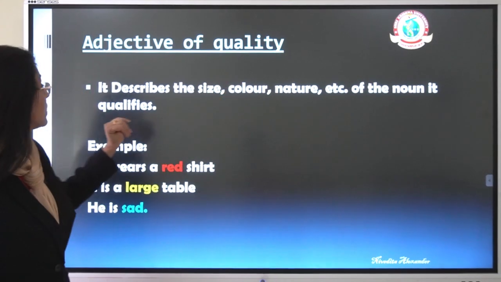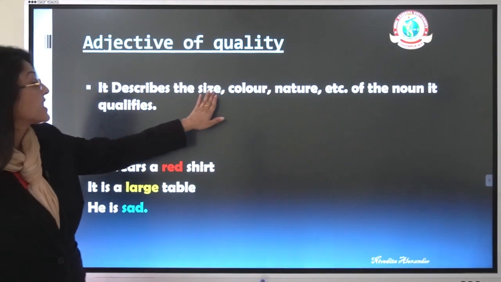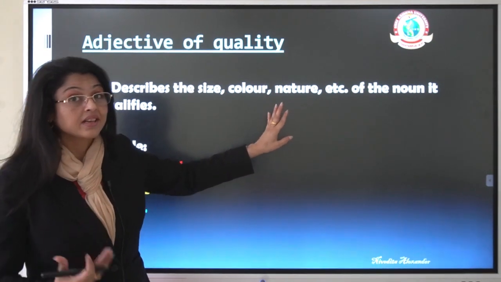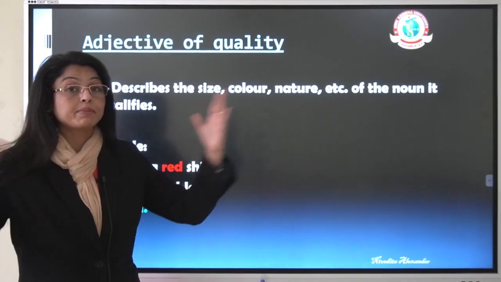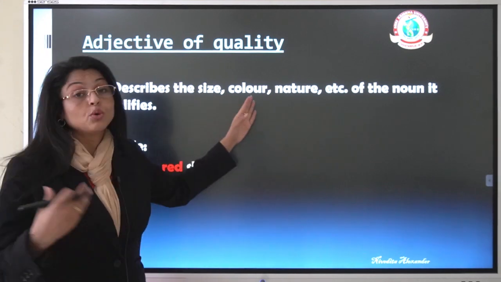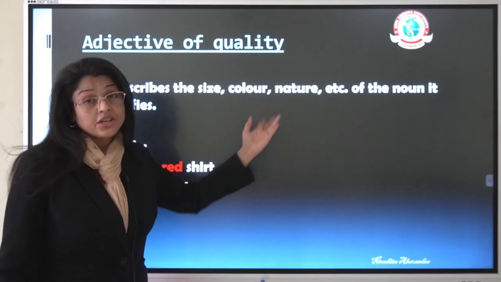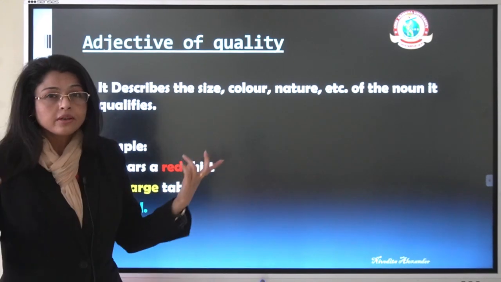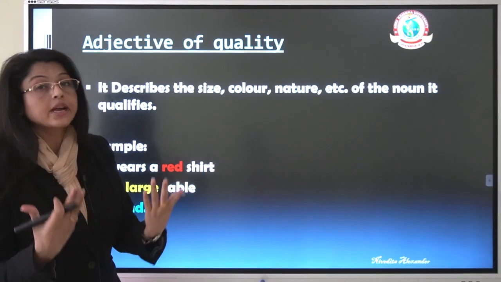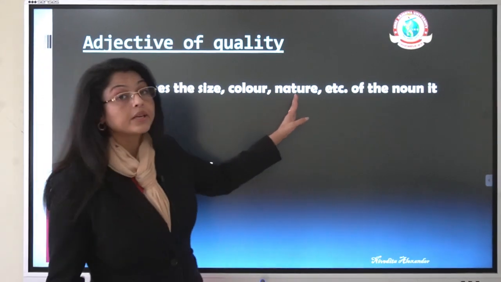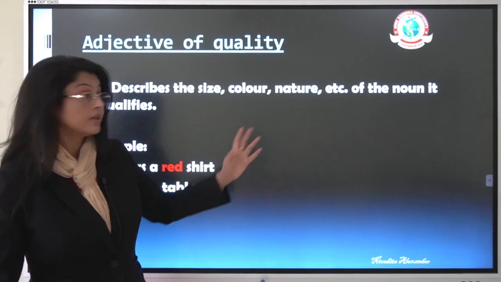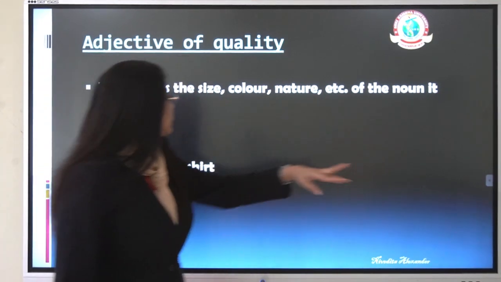Now the adjective of quality describes the size, color, nature, quality, characteristic. It is good, it is bad, it is big, it is small, it is blue color, it is red color. Nature: he is short-tempered, he is jovial, he is humorous. So these kinds of words are the nature of a person or of a particular place, a climate, etc. of the noun.